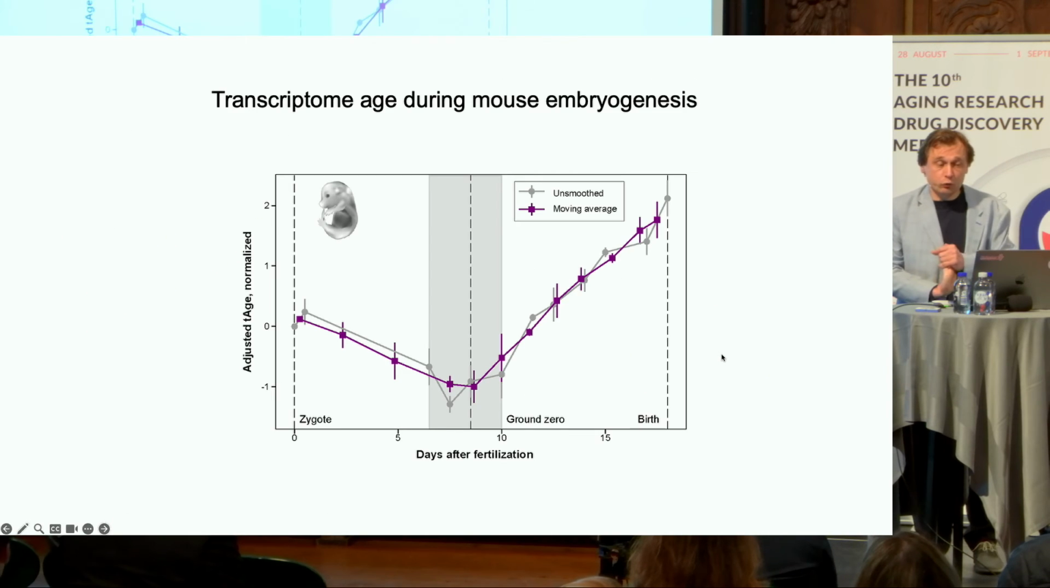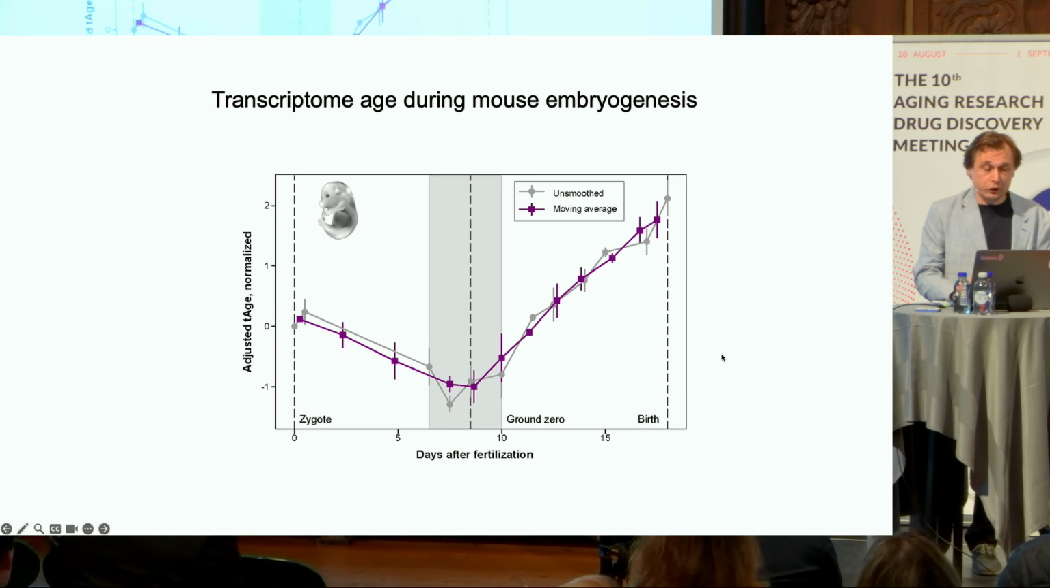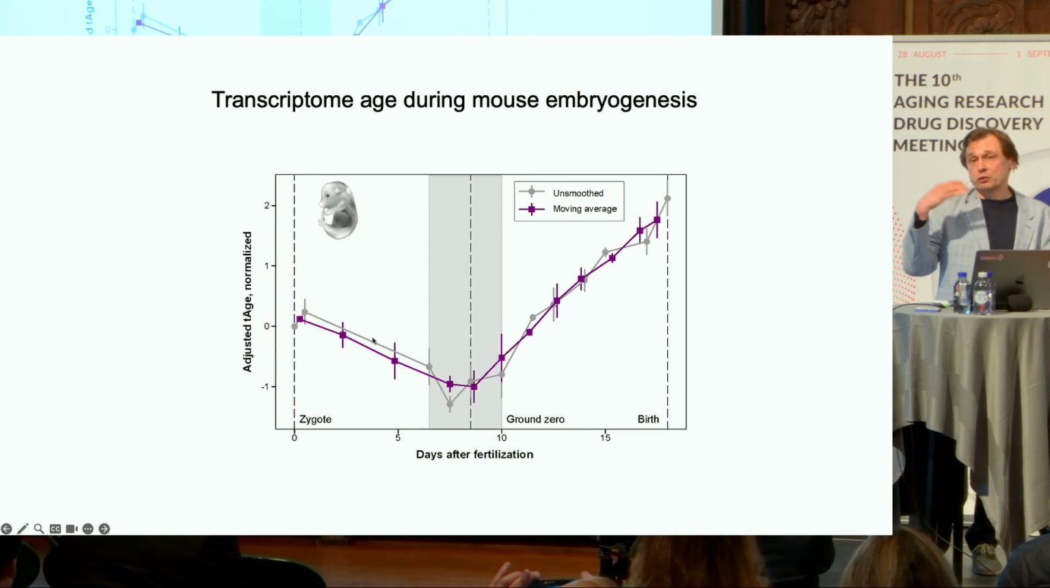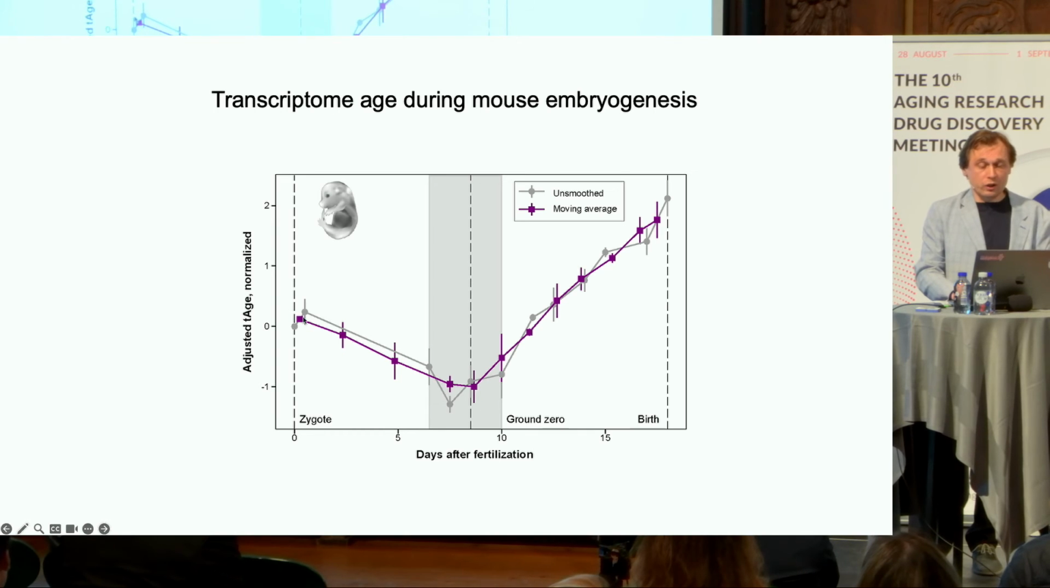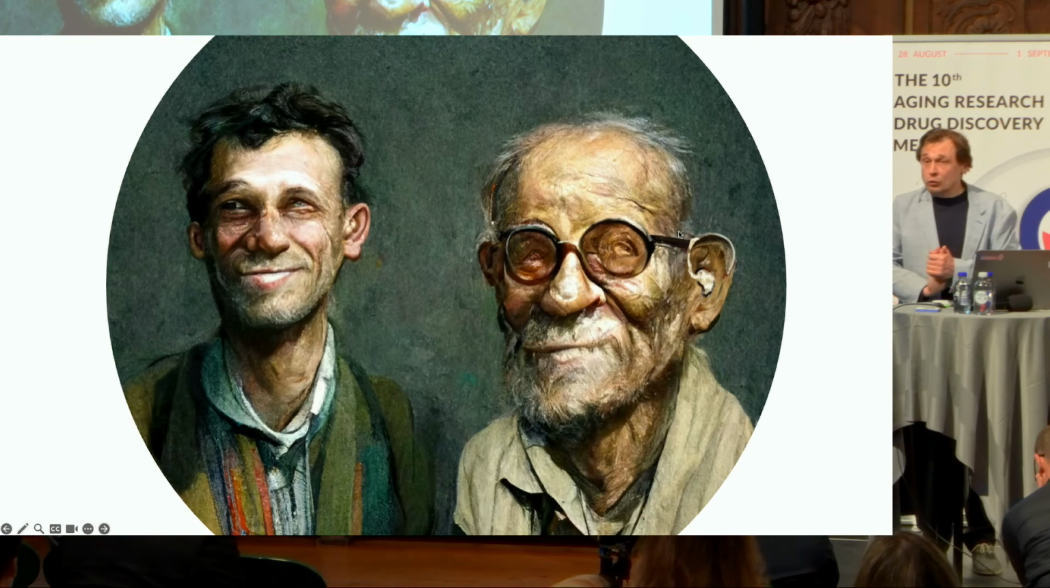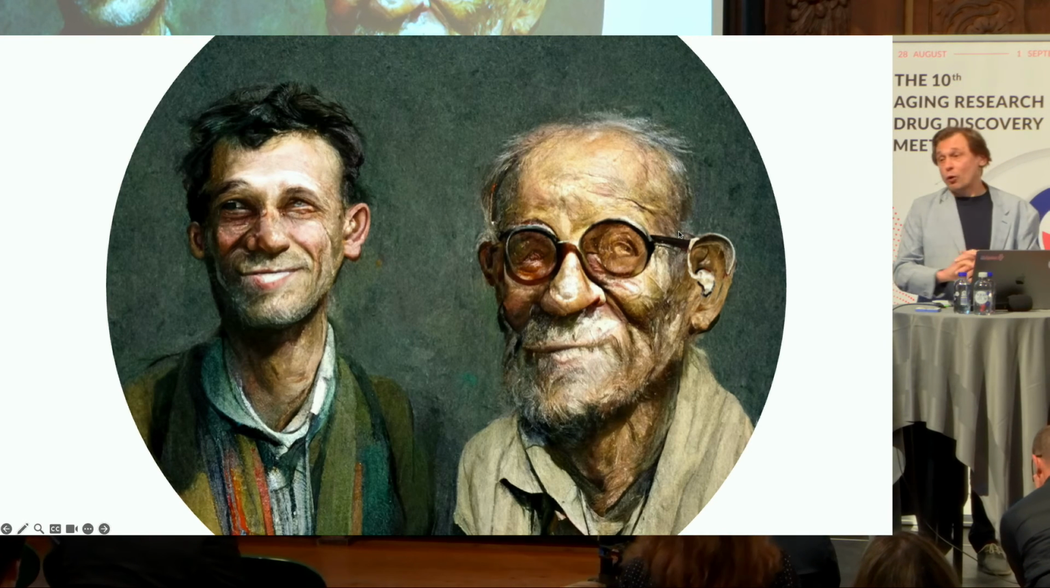And this is an application of the transcriptomic clock to embryonic rejuvenation. I told you that there is rejuvenation during embryogenesis, and in addition to epigenetic clocks, we now confirm that with the transcriptomic clock. You can see this is the zygote, this is ground zero, and this is where aging begins during embryogenesis.